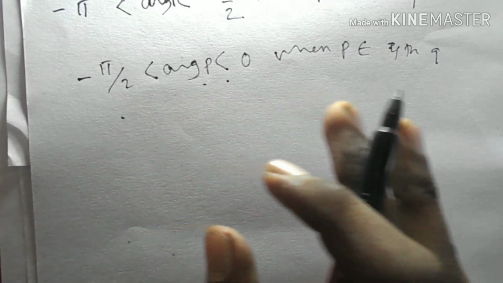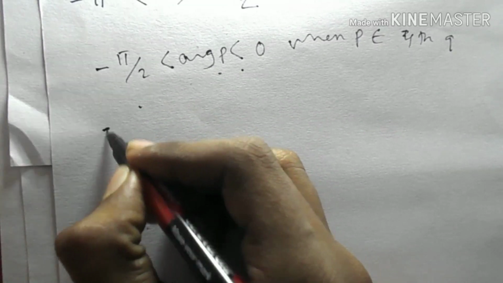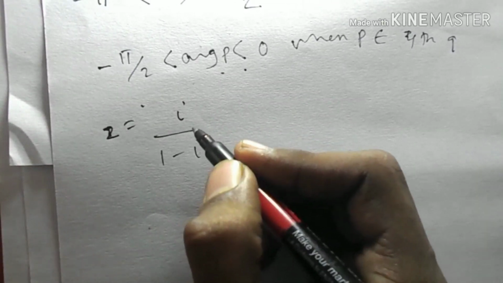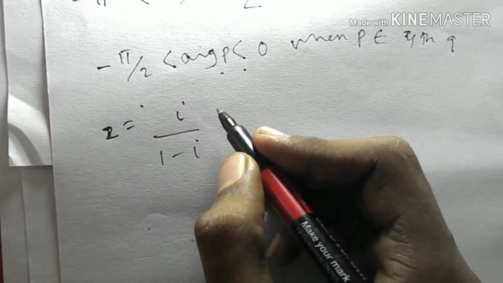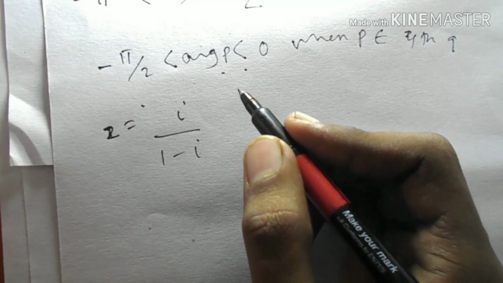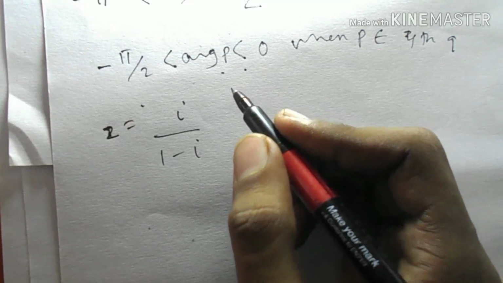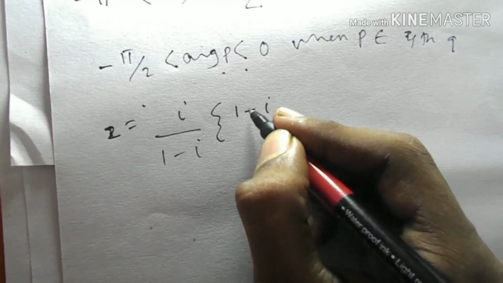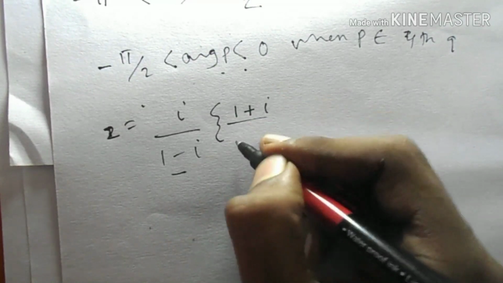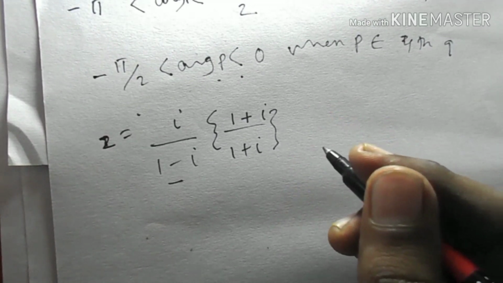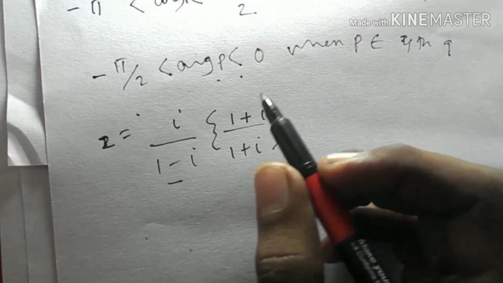Now suppose I have a complex number, say p or z equals i by 1 minus i. So suppose this is a complex number, right? Now first, I think you might not be acquainted with the division of complex numbers, but just let me tell you, to divide complex numbers, we multiply the numerator and the denominator with the conjugate of the denominator, right? So that's how we divide.